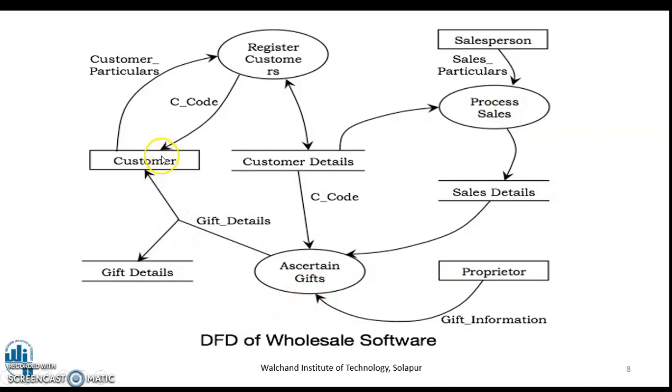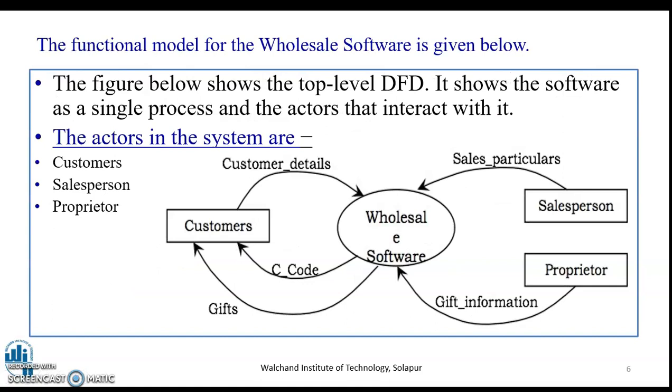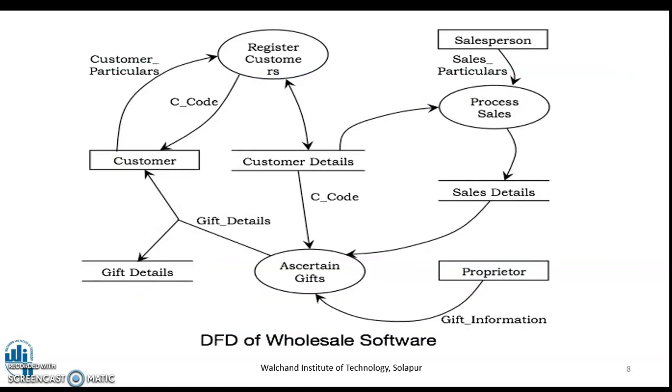Now the customer has the customer details as the data store, the salesperson has the sales details as the data store, the gift process has the gift details as the data store. So the simple top level DFD which was here now is actually expanded with additional processes and the data stores for that specific process. And now you see here the customer enters the customer particulars and registers the customer.